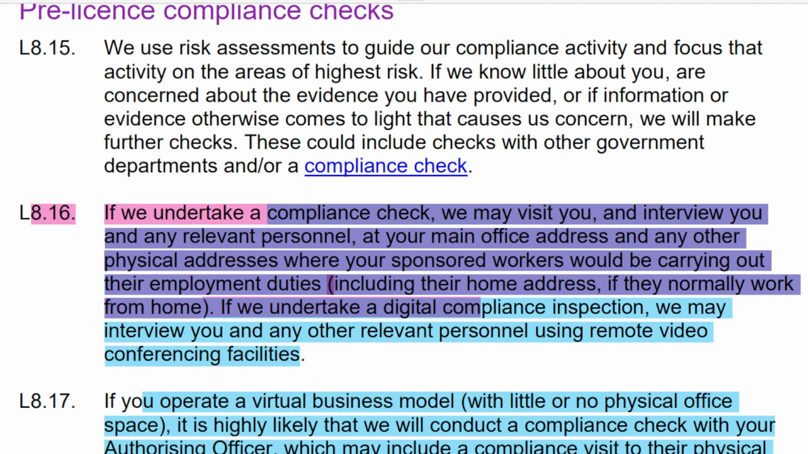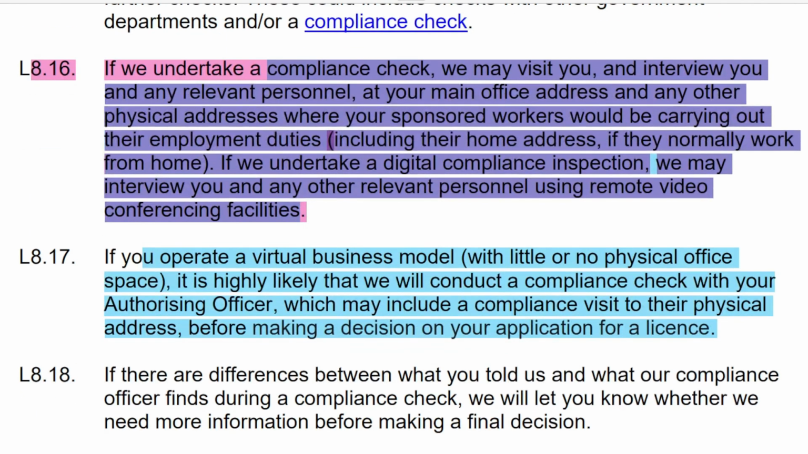If we undertake a digital compliance inspection, we may interview you and any other relevant personnel using remote video conferencing facilities. So if you are an online business, the Home Office probably will do a video interview. But if you mention that you have an office, like your home is your office, then the Home Office can visit you and do the inspection. They can also interview you.